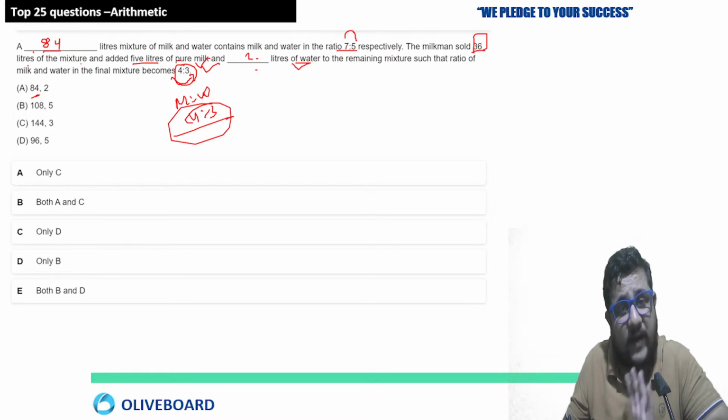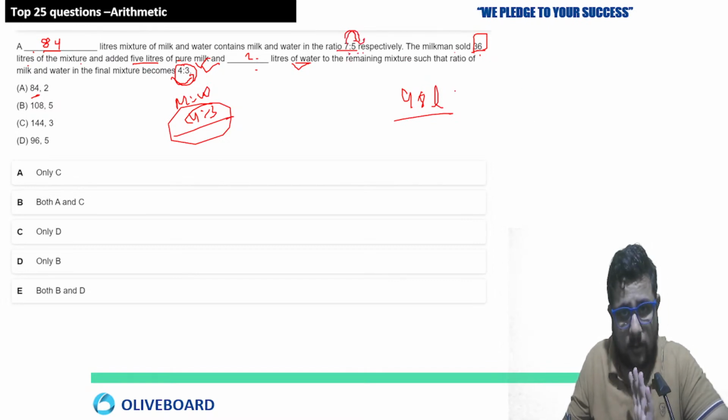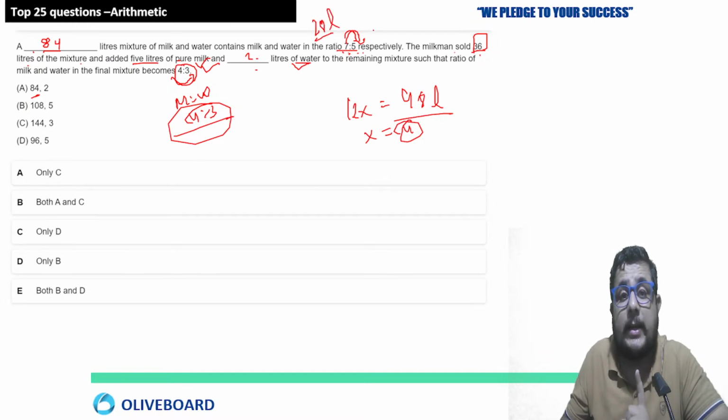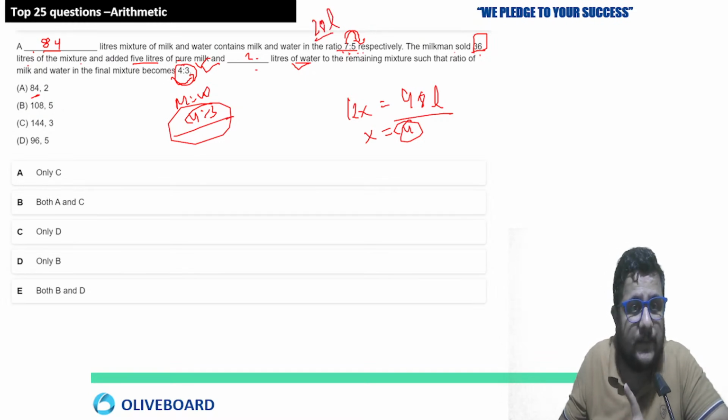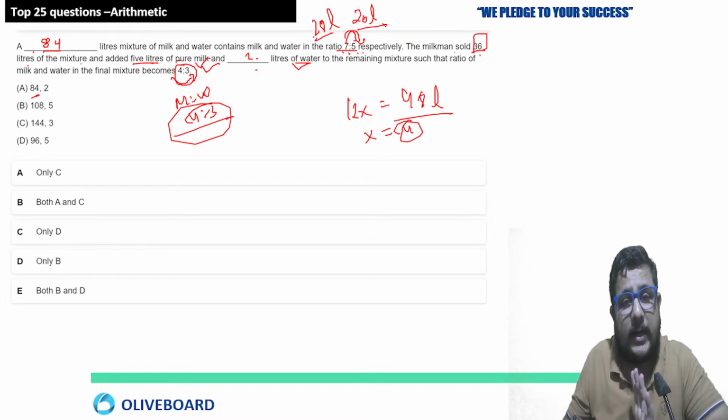If 84, fine. 7:5. The milkman sold 36 liters of the mixture. So 36 liters removed, now you have only 48 liters left. In this 48 liters, the ratio is in the same proportion, 7:5. So 12x equal to 48, so x is equal to 4. So 7 into 4, 28 liters, milk. And 5 into 4, 20 liters, water. So 28 liters and 20 liters.